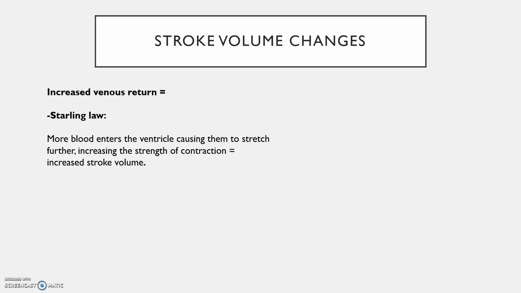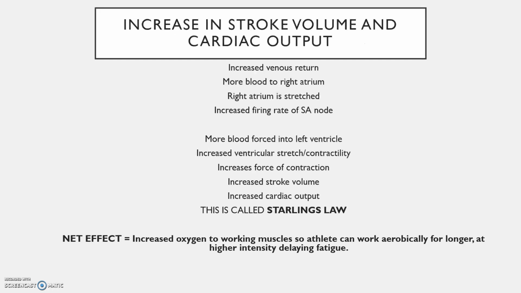That's what stroke volume is, isn't it? Stroke volume is the amount of blood that leaves the heart per beat. Well, with increased venous return, you're going to have more blood leaving the heart per beat because more blood is entering it, venous return is increased. Starling's law, all that is the ventricles stretch, which means it's going to make an even more powerful contraction. What you need to be aware of is, a question may ask you to describe the benefits of an increase in stroke volume.